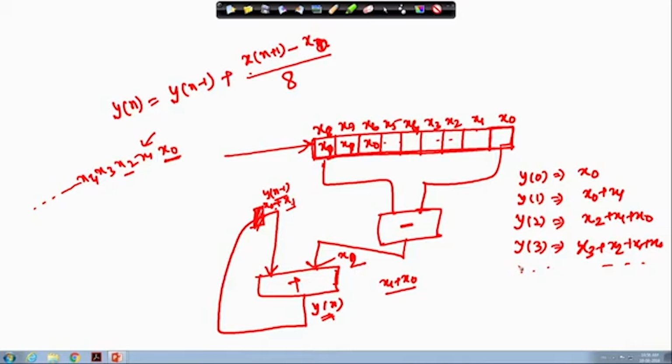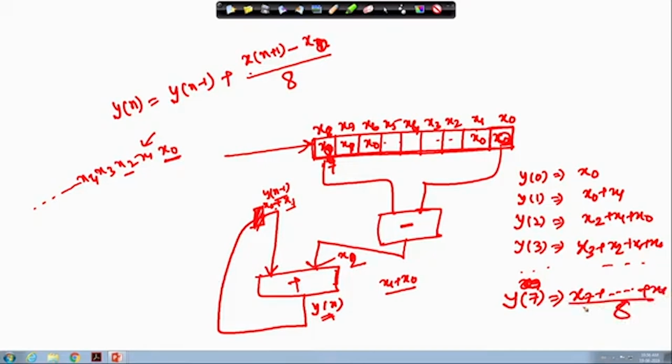So, something like this it will run. Okay. So, whenever all these values are full, whenever this value is x 8, this is x 0. Whenever this is x 7, this will go up to x 0, right. So, now whenever I consider this y 7, at that time all values up to x 0 will be there, divided by 8.